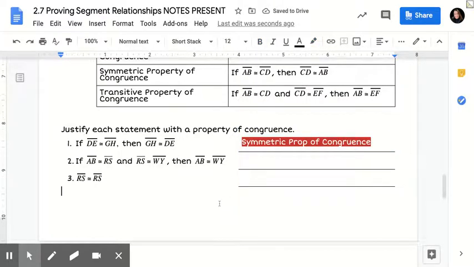Okay, the second one says if line segment AB is congruent to line segment RS and line segment RS is congruent to line segment WY, then line segment AB is congruent to line segment WY. So that would be the first one equal to the second one, and the second one equal to the third one. So that means the first one must also equal the third one. That's the transitive property of congruence.